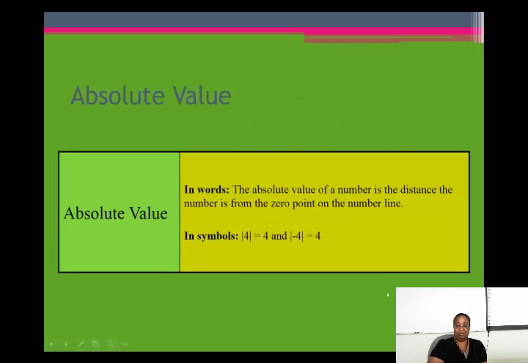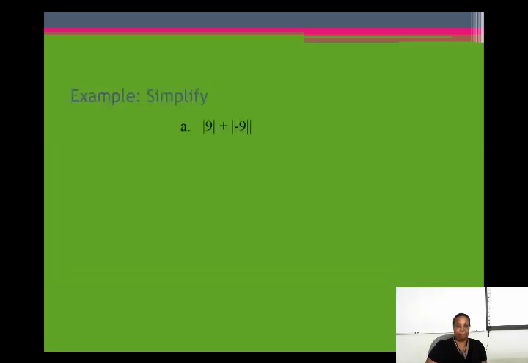Here's the mathematical definition, but I just like "how far from 0" personally because it's easier to understand. The absolute value of a number is the distance the number is from the 0 point on the number line. Noting that, if I have the absolute value of 9 plus the absolute value of negative 9, what is my answer? 18, because they both are going to be equal to 9.